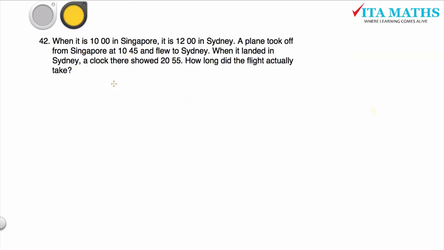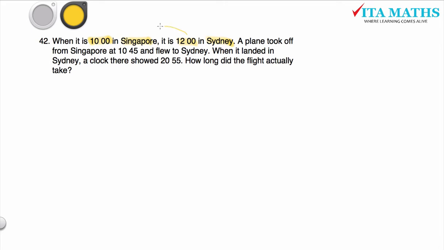Okay, next we're looking at a question on time. So for time, as usual, we're going to use timeline. How do we write timeline? Okay, let's go through this. The question, when it is 10 in Singapore, it is 12 in Sydney. Okay, so if 10 o'clock in Singapore and 12 o'clock in Sydney, who is having a faster time? You got to ask yourself, who is it? Sydney is faster.